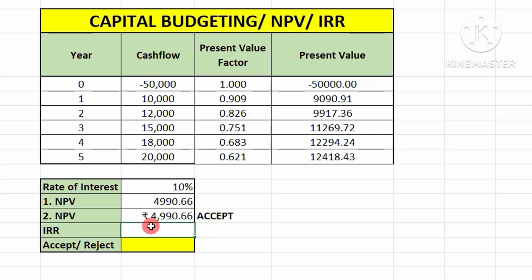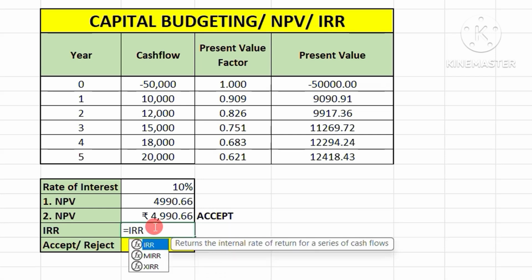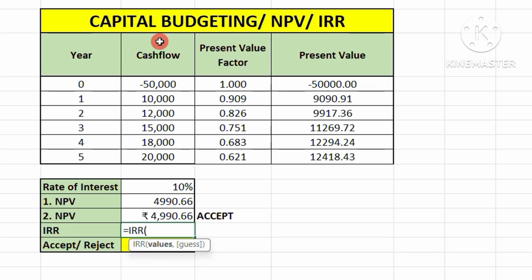Now IRR. There is a very simple formula which is inbuilt in Microsoft Excel, which is IRR, and in this we just have to select all cash flows, whether inflow or outflow. So IRR bracket, we select all cash flows, press enter, and it gives 13%.